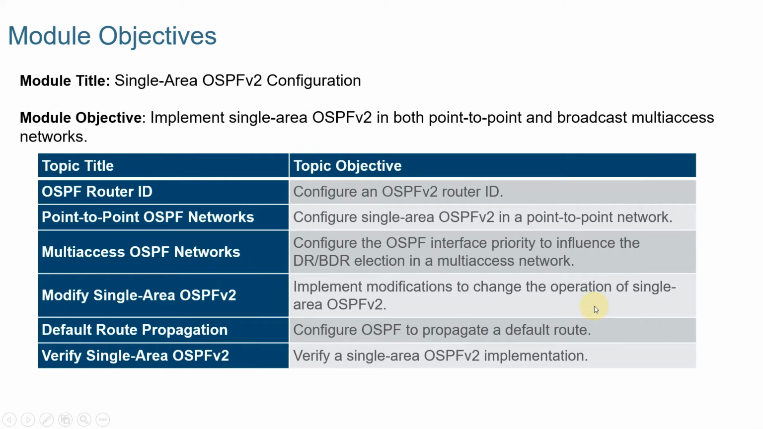All right. So for the module objectives, this topic or video lecture covers the single area OSPF version 2 configuration. So the objective is that at the end of this video lecture, you should be able to implement a single area OSPF version 2 in both point-to-point and broadcast multi-access networks. So subtopics included in this video lecture are OSPF Router ID, the point-to-point OSPF networks, the multi-access OSPF networks, modify single area OSPF version 2, the default route propagation, and verify single area OSPF version 2.